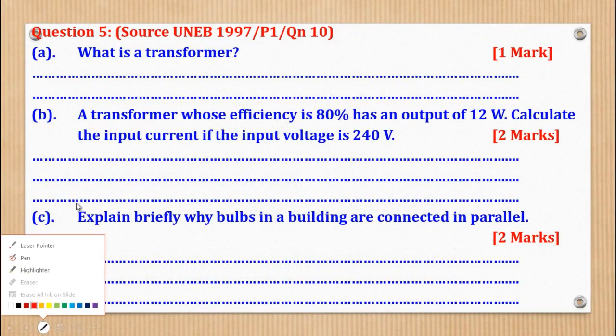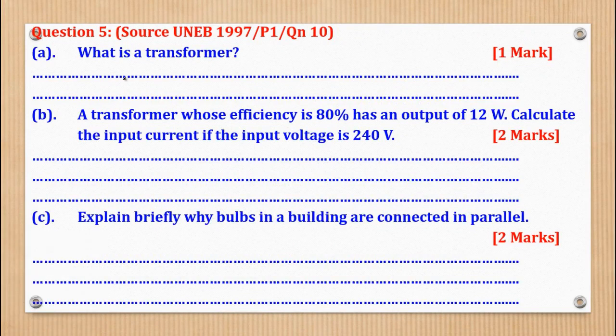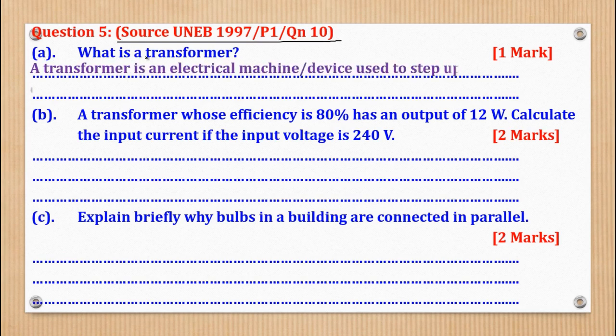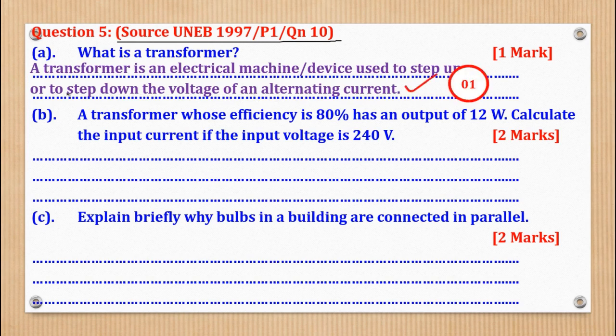So now we shall go to question 5, which was taken from UNEB 1997 paper 1, question 10. Now part A says, what is a transformer? So we shall say that a transformer is an electrical device or machine used to step up or step down the voltage of an alternating current. If you wrote that, that will be your safe 1 mark. Now we shall go to part B.